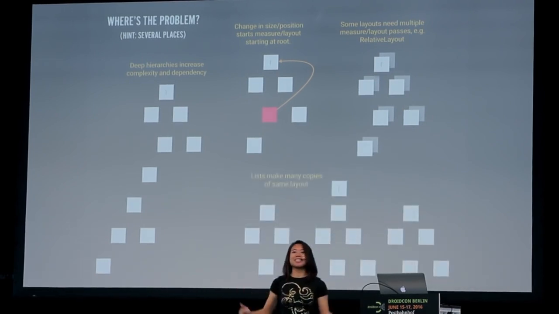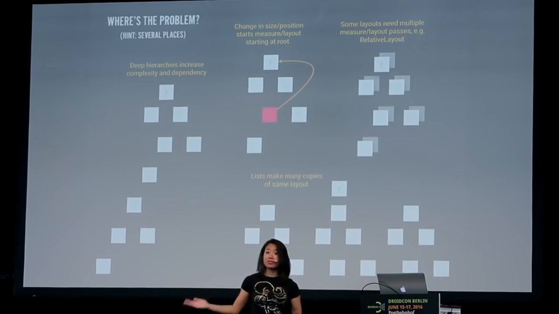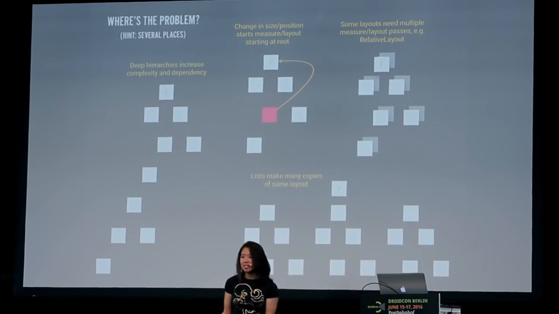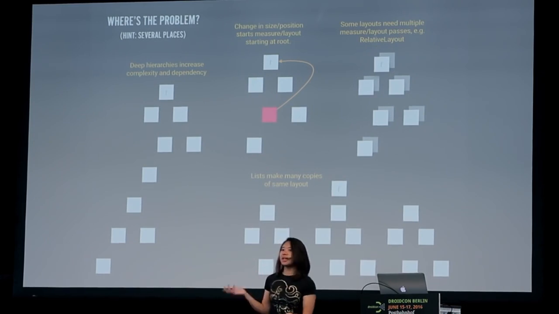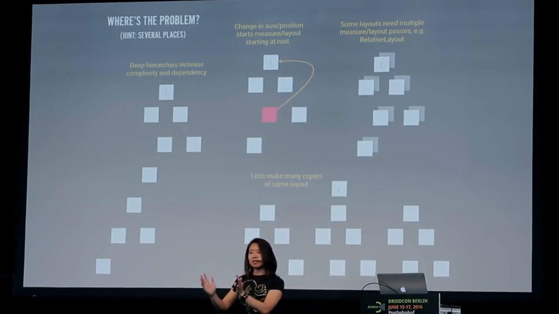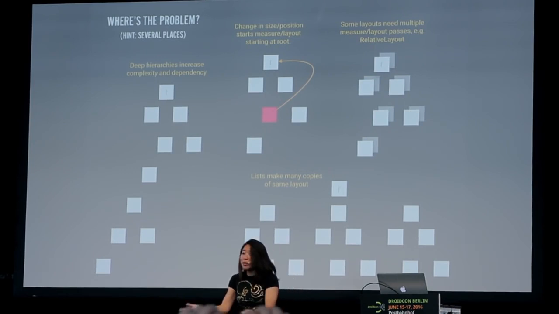And finally, lists. Lists are everywhere in Android. I can't really think of too many apps that don't have some form of list. And lists can be totally great. Recycler view is awesome. But what's a list but a layout that takes a view and then copies it several times over? And that could be totally fine.